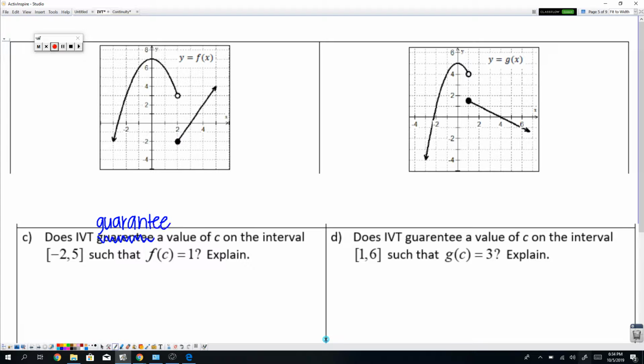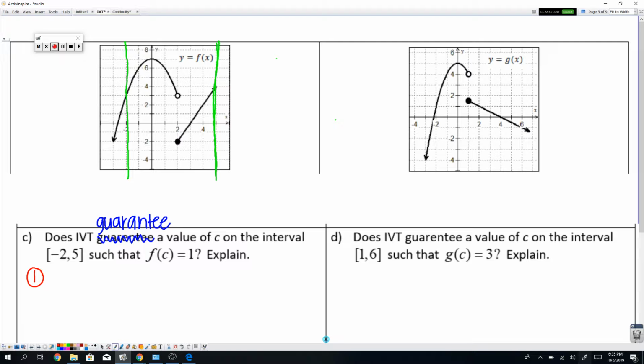Okay, so does it guarantee a value of c on the interval from -2 to 5 such that f of c equals 1? So it says, does the IVT guarantee that the value exists? So remember, we're going to go through our steps. Step number 1 is to find out if it's continuous. It has to be a continuous function. So if you notice, this is not continuous on the interval.